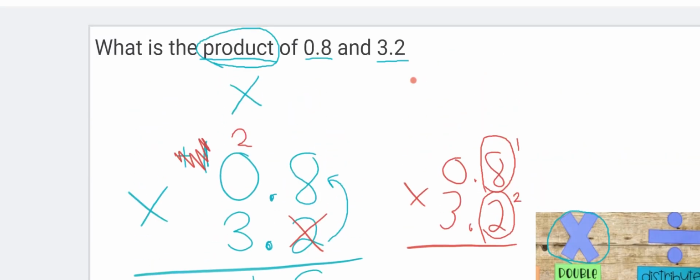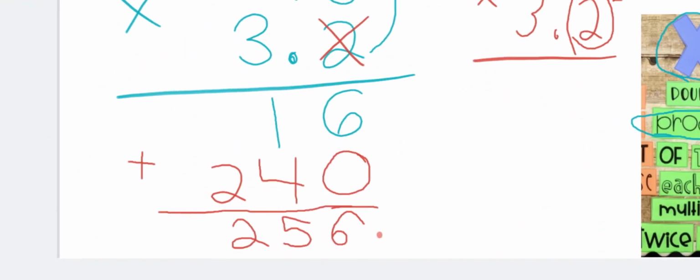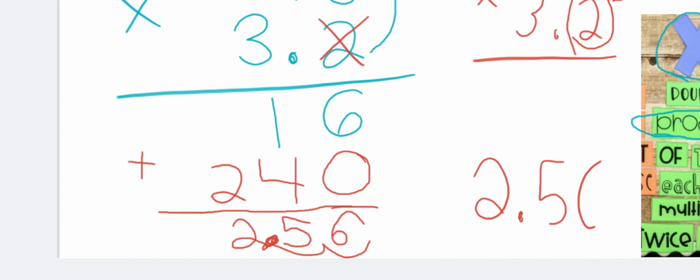You can even look back to the problem, and you can even underline, oh, there's a digit here, and there's a digit here. So that's a total of 2 digits after the decimal point. So that means my answer needs to have 2 numbers after the decimal point. So I'm going to move back 2 times, and there is my decimal point. There are 2 numbers after the decimal point. So my answer is 2.56. How do I read that? 2 and 56 hundredths. I hope this helps.